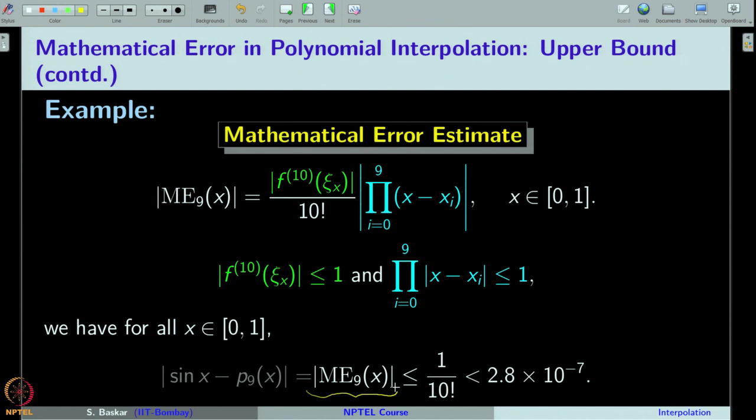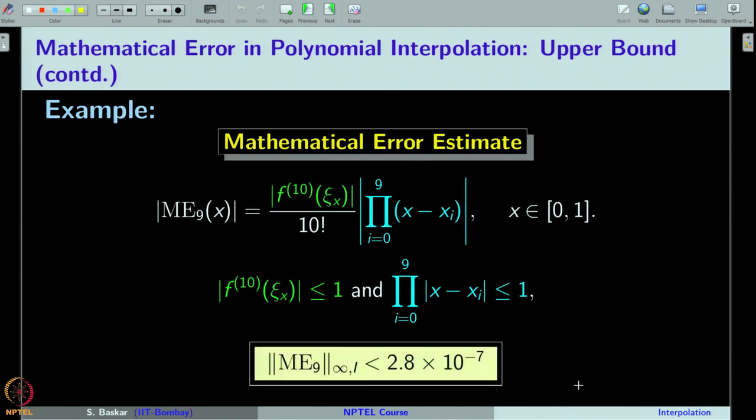Therefore, I can use this overestimate for the second term, and thereby I can say that the mathematical error involved in the ninth degree interpolating polynomial of the sine function is surely less than or equal to 1 by 10 factorial, which is approximately less than or equal to 2.8 into 10 to the power of minus 7. And remember, this holds for all x in the interval [0, 1]. Therefore, you can replace mod me9 of x by its maximum norm also, because it holds for all x and the upper bound is independent of x. So it even holds for that x at which me9 attains its maximum. This is the final estimate that we want.